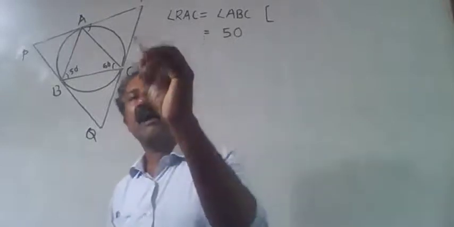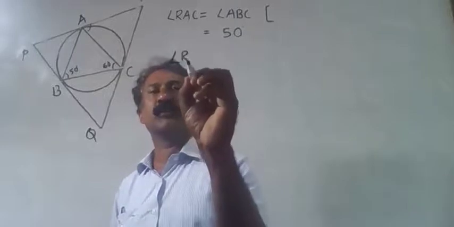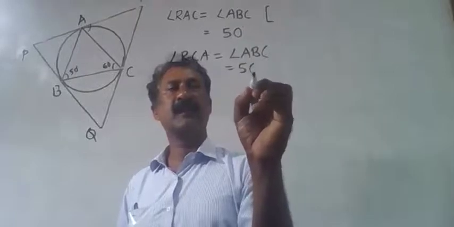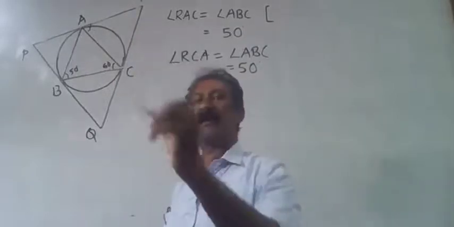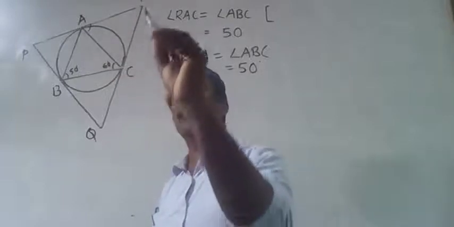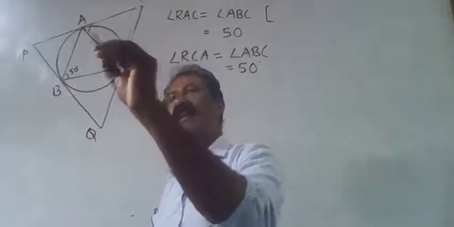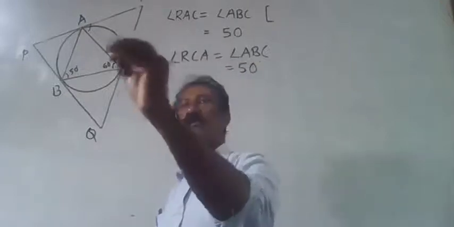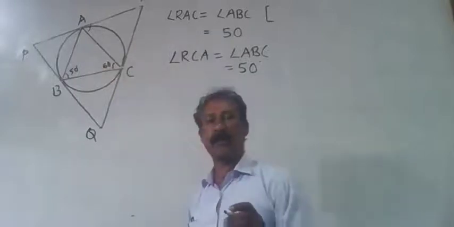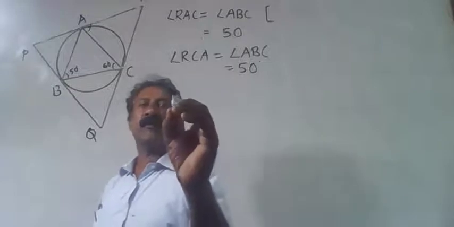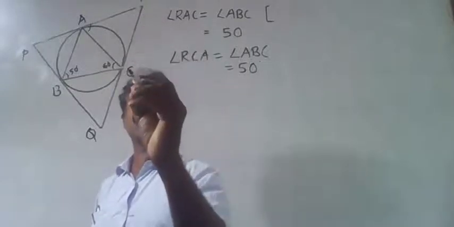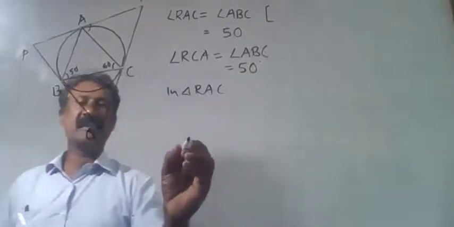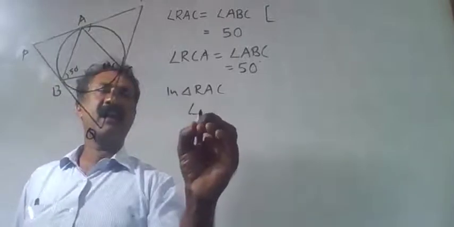Similarly, angle RCA is also 50 degrees. Angle RCA equal to angle ABC, that is equal to 50 degrees. Or we can find RA equal to RC. In this small triangle RAC, RA and RC are the lengths of the tangents from the external point to the circle, so RA equals RC. Therefore, these two angles are also equal. We can write angle RAC equal to angle RCA in triangle RAC.